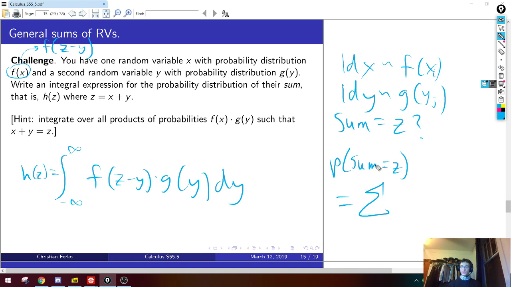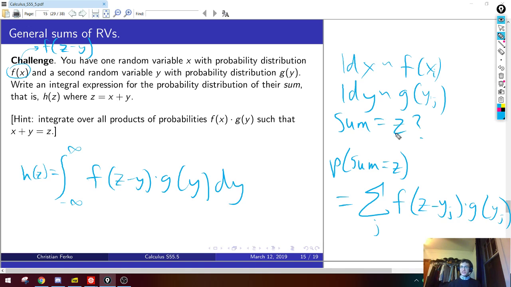Well, it's actually quite simple. You just add up all of the possible outputs, i and j, for the two dice, such that the sum of the two outputs is equal to z. So what I would do is add up the sum of all f of z, the output I want the sum to be, minus y_j. It's not really a sum over i anymore, it's just a sum over j, times g of y_j.